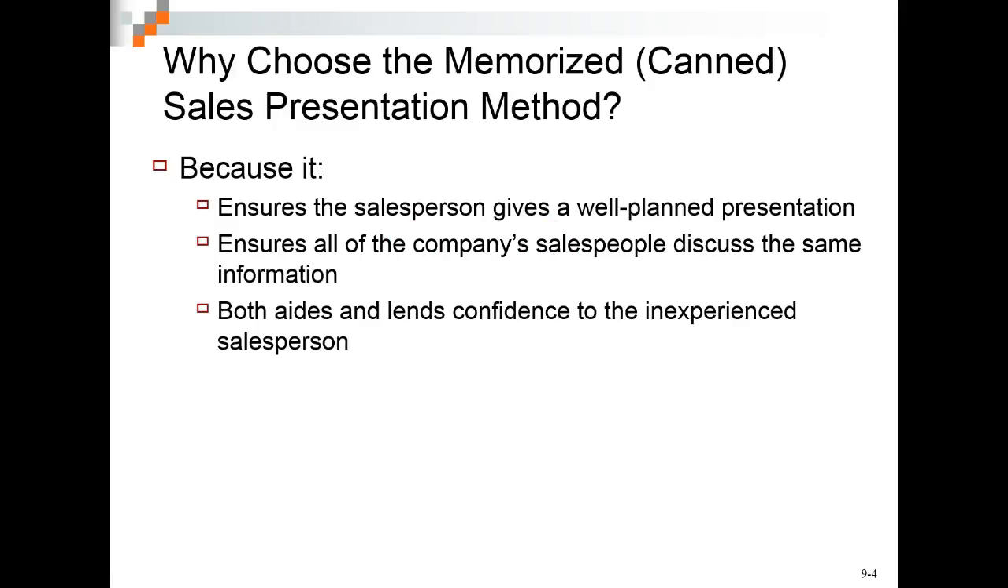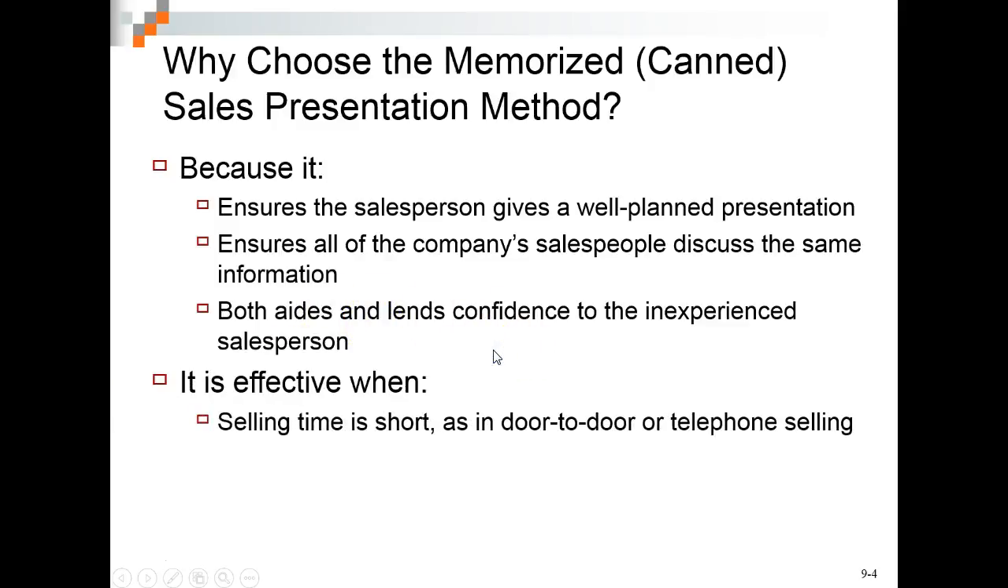If you say, this is your script, this is what you say, there are industries where saying something other than that could be a fairly big problem. So you can say, we're all using the same script. It's all going to sound the same no matter who you're talking to. It both aids and lends confidence, we talked about that one. It's effective when selling time is short.